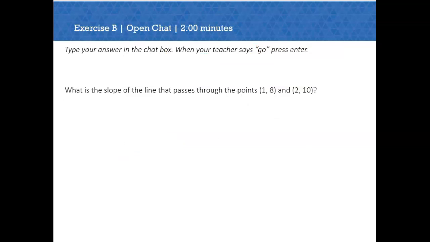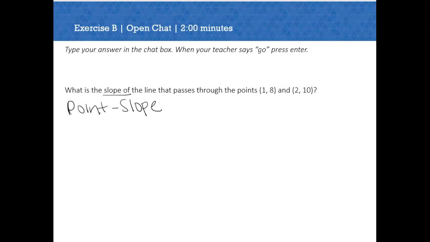What is the slope of the line that passes through the points (1, 8) and (2, 10)? So we're going to find the slope of the line, and then we're going to write it in point slope form, just to get some practice.